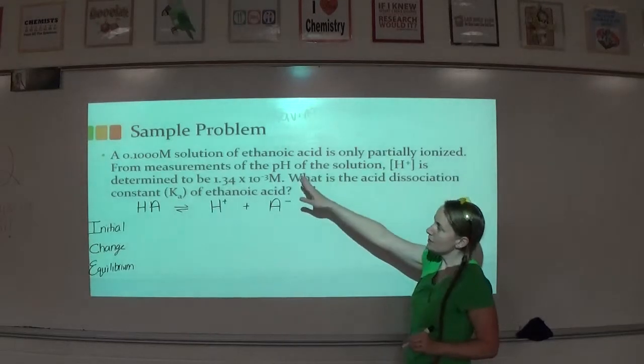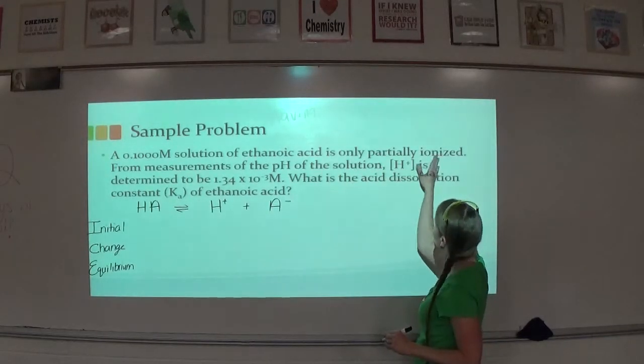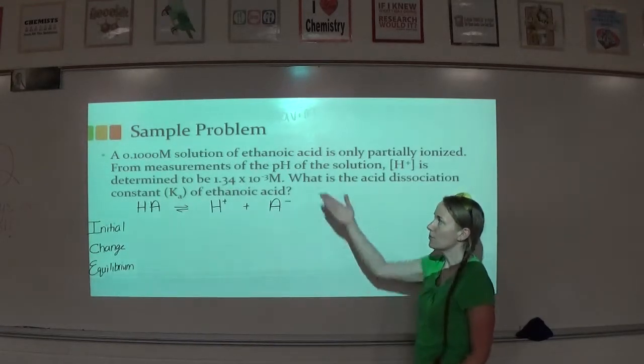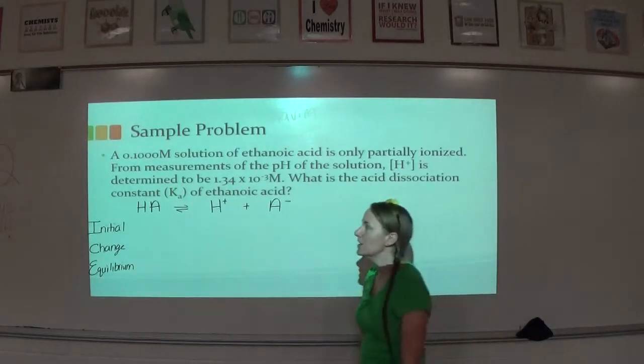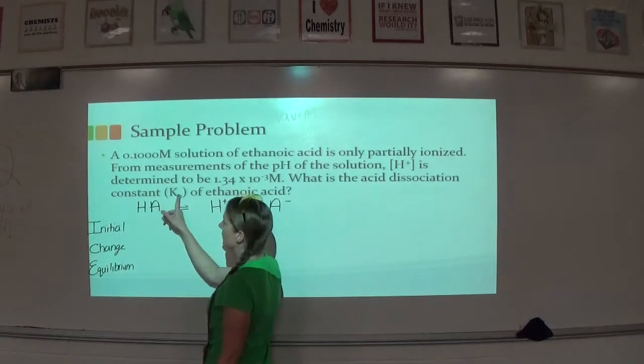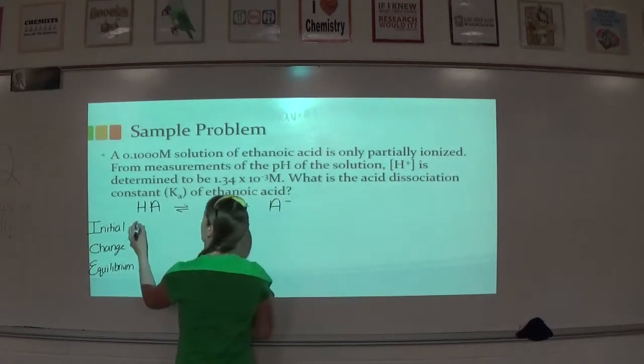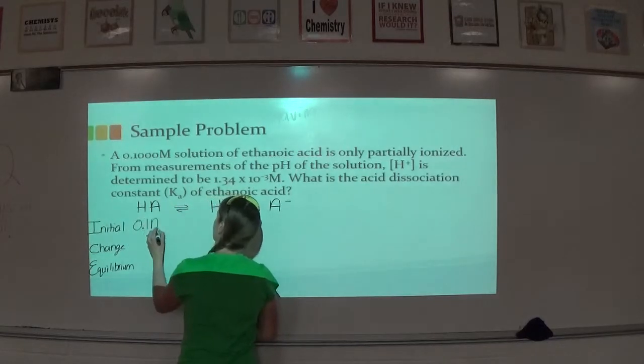So if we read, it says a 0.1 molar solution of ethanoic acid is only partially ionized, period. So that means I am only starting with 0.1 molar ethanoic acid. So that is my initial. So ethanoic acid is my HA, that is my acid. So I'm going to put 0.1 molar right here.